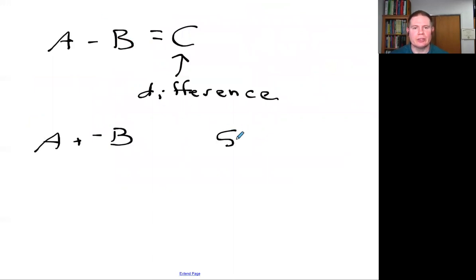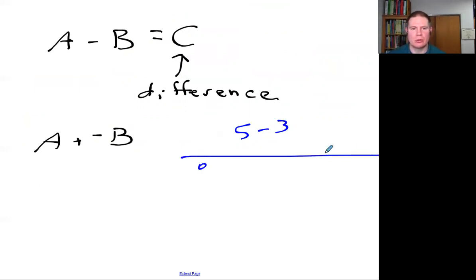Right? If I see, let's change color. If I see 5 minus 3, one way to understand that is to start at 0. Count forward 1, 2, 3, 4, 5. And then count backwards 4, 3, 2. And I'm going to end up at 2. That's moving forwards and then moving backwards to get to my end result, the point 2.